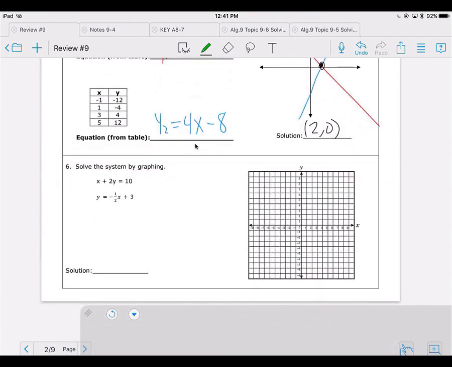Problem 6, we are graphing these by hand. So on the top one, I need to solve for y in order to be able to graph it.